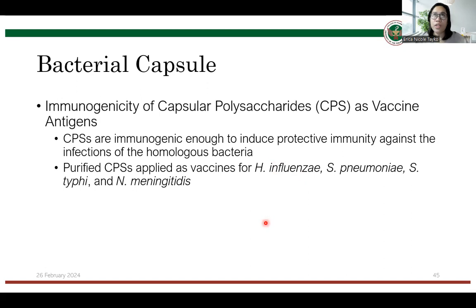so that when the time comes na ma-infect sila with this bacteria, they already have recognition of these bacteria due to the administration of your capsular polysaccharides. Okay, so that's one application in terms of vaccine development against mga bacterial infection.